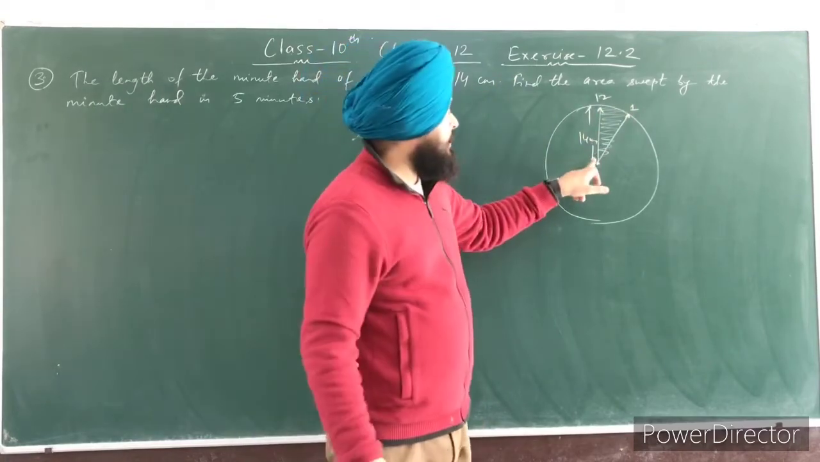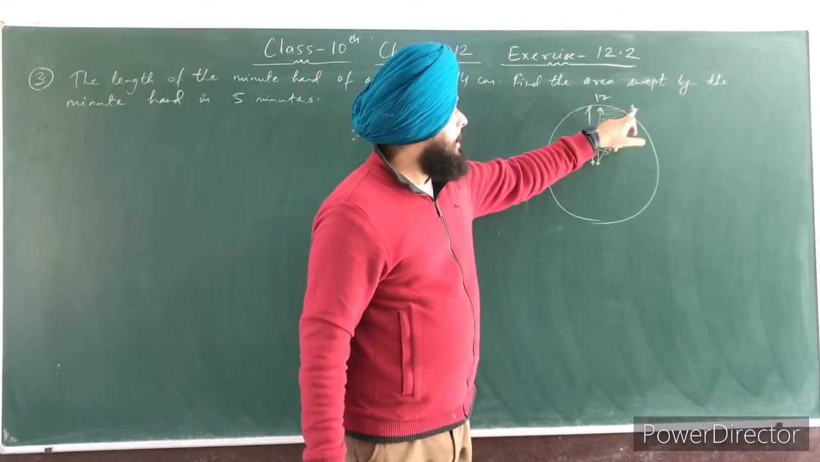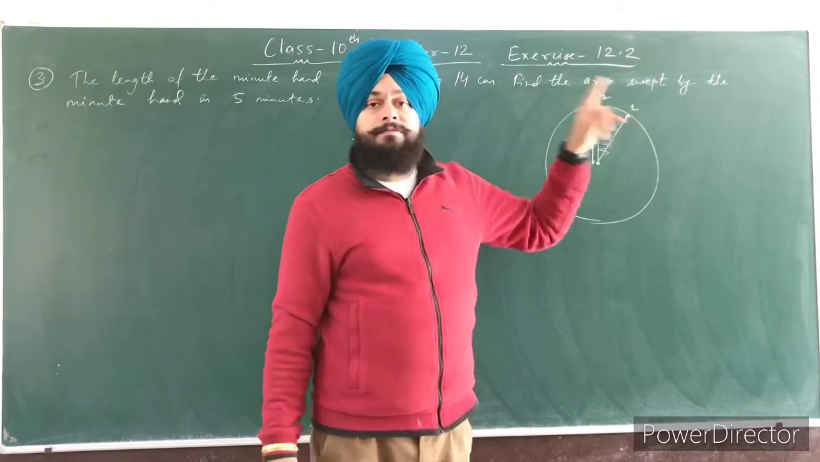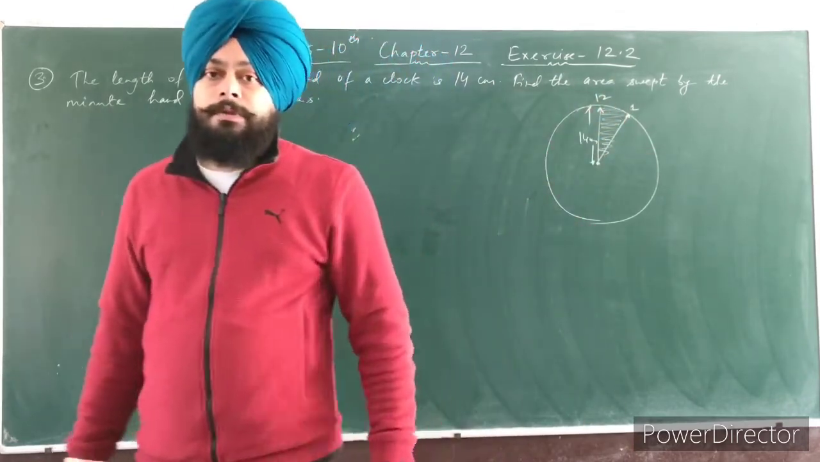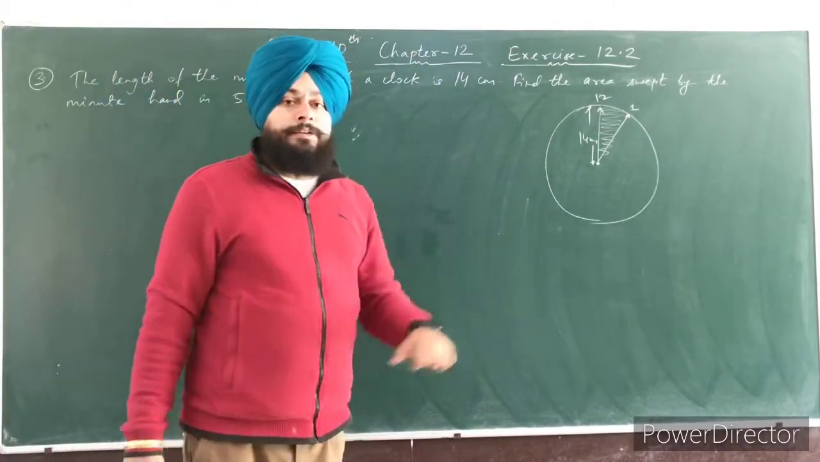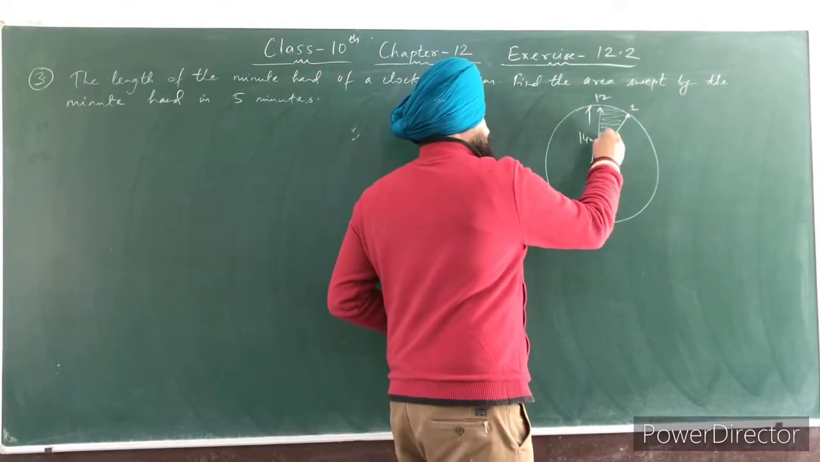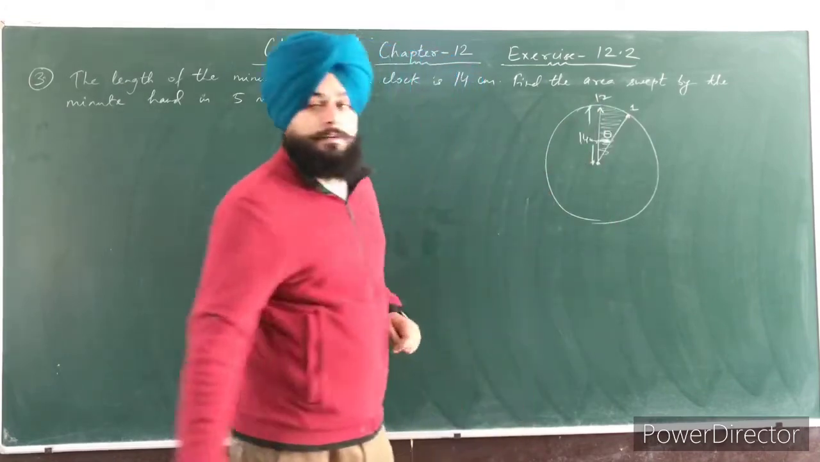It means you can see here this is the two radii and this is the corresponding arc. It means we have to find the area of corresponding what, sector. So to find the area of sector we will find the theta first.